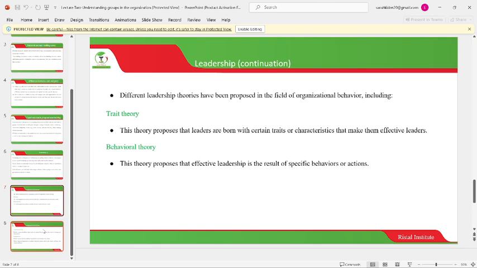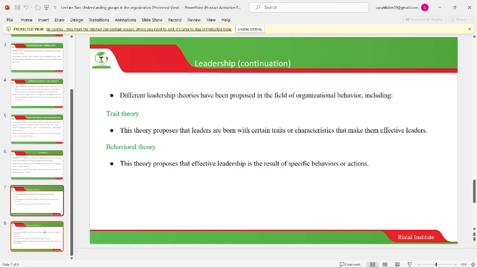So let's look at different theories in leadership. We have different leadership theories that have been proposed in the field of organizational behavior.